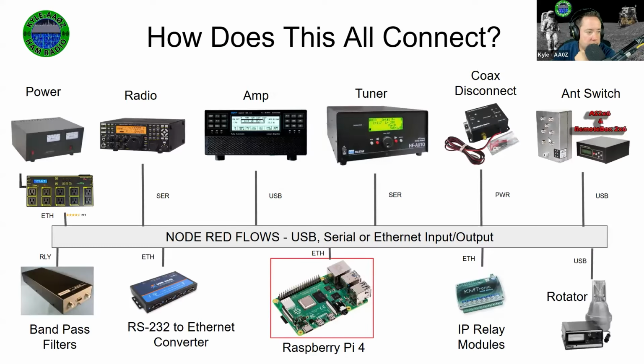So how does this all connect? You can see all the different types of devices here that all connect to Node-RED. The Raspberry Pi here is the common thing that you want to run Node-RED on. And again, your power device, your radio, your amp, a tuner, coax disconnect. These are Paradan radio antenna disconnects. They're really great. Whenever you apply 12 volts, the antennas latch, and if you remove 12 volts, the antennas disconnect. So we use those at the shack. And yeah, so this is some of the things that you can control via Node-RED.